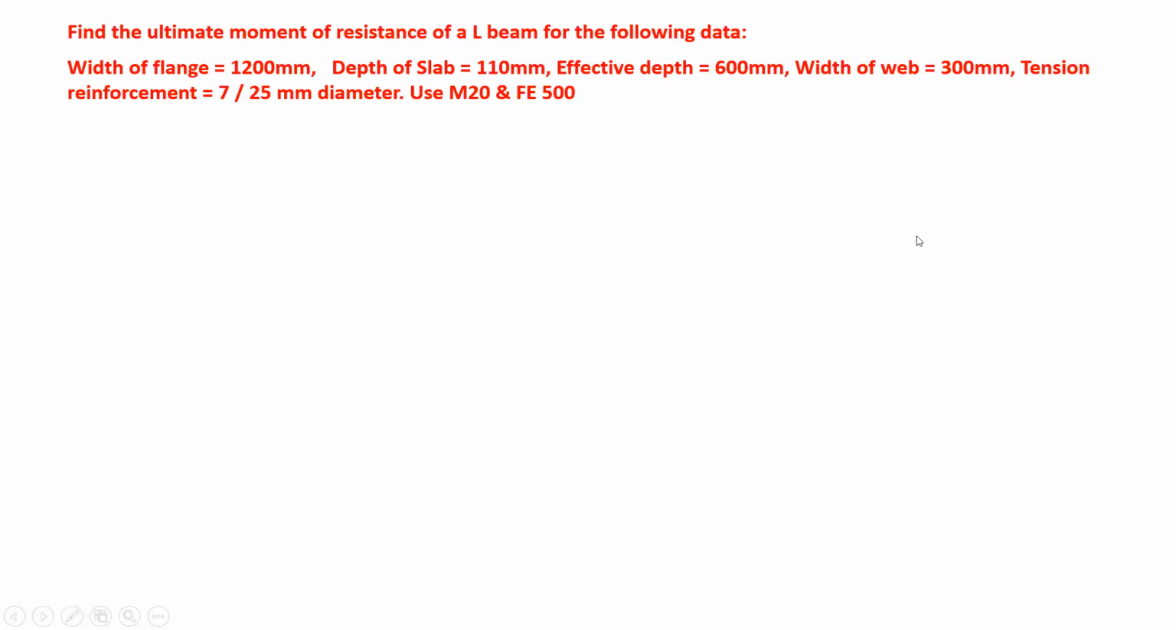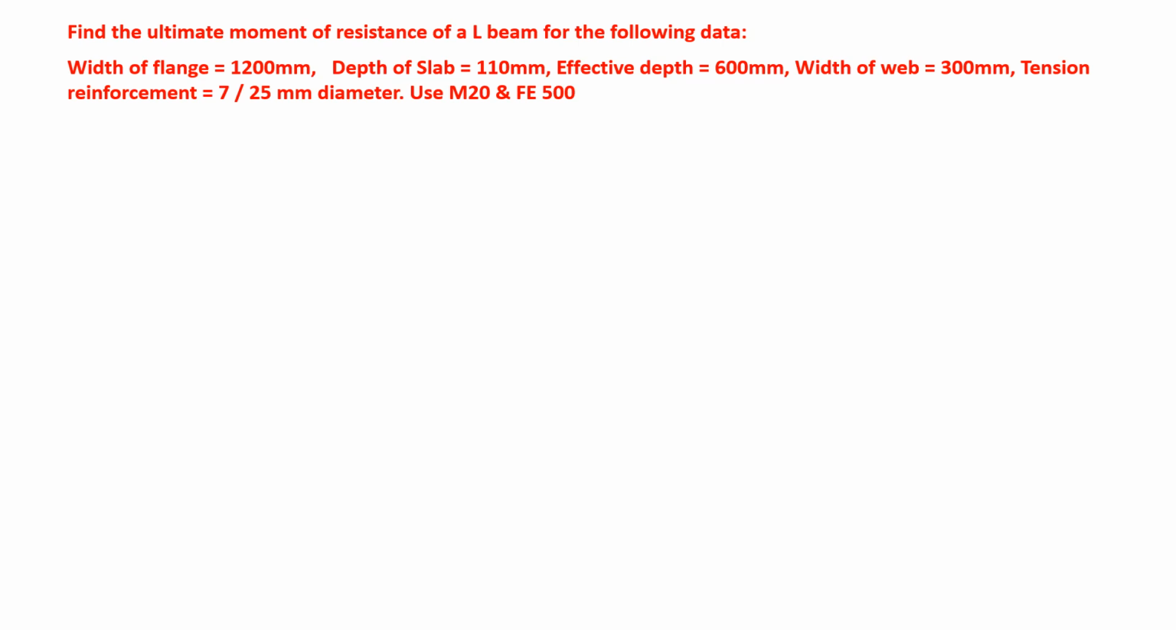Today we are going to solve the problem which was given on Saturday. Now the question we have: find the ultimate moment of resistance of an L beam for the following data. Width of flange 1200 mm, depth of slab 110 mm, effective depth 600 mm, width of web 300 mm, tension reinforcement 7 bars of 25 mm diameter, use M20 and Fe415.